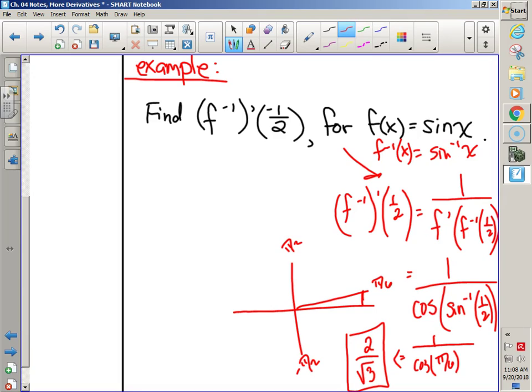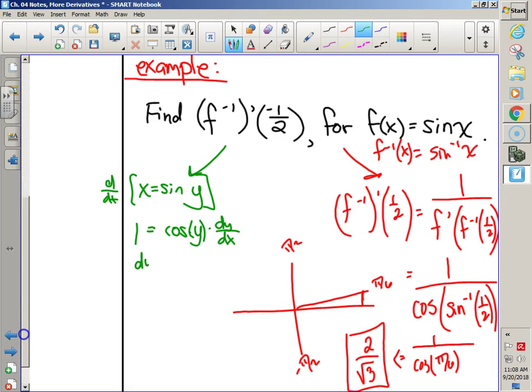But the other way, I'm going to do green for review. The other way could have been, let's switch x and y. Let's take d dx of the whole thing. 1 equals cosine of y times y prime. dy dx is equal to 1 over cosine of y, such that, we need a y. We were given an x of the inverse. So we could off to the side plug in negative 1/2 is equal to sine of who?